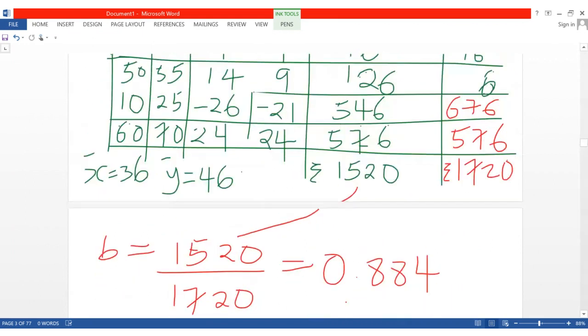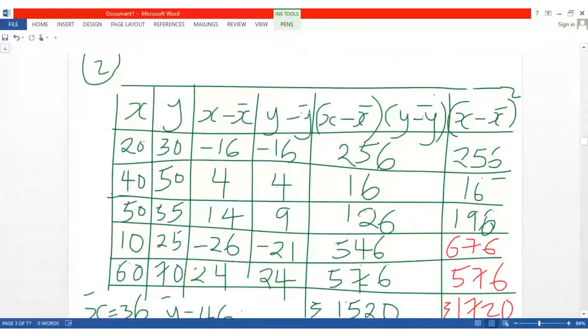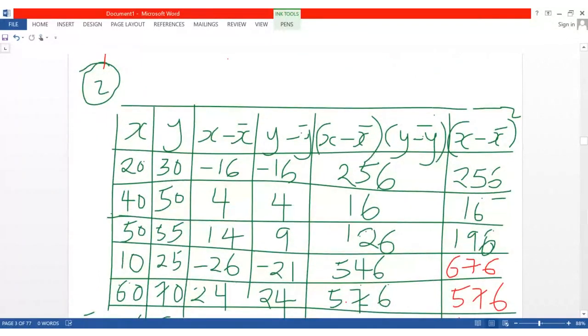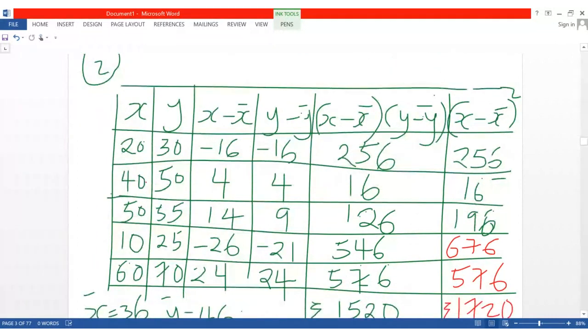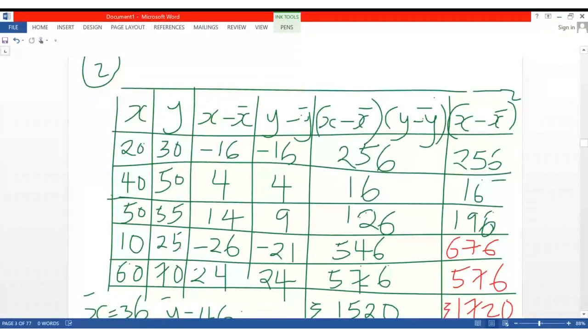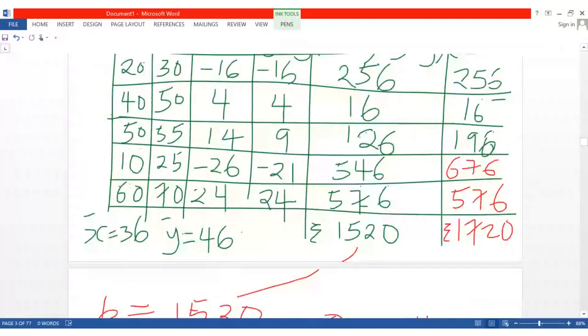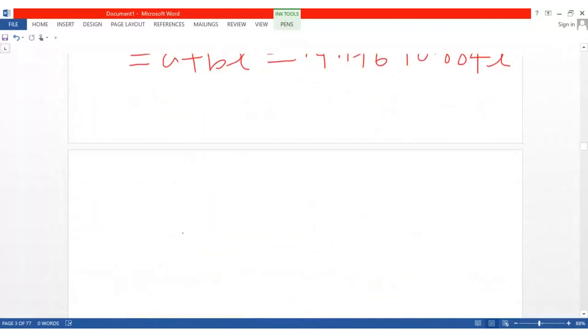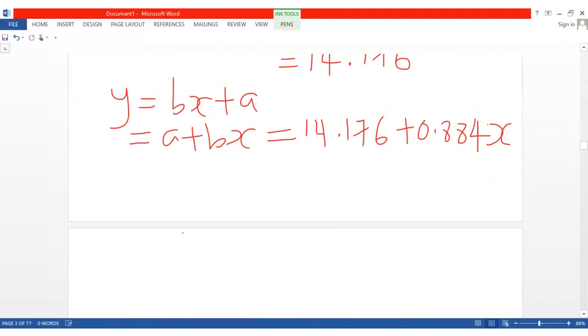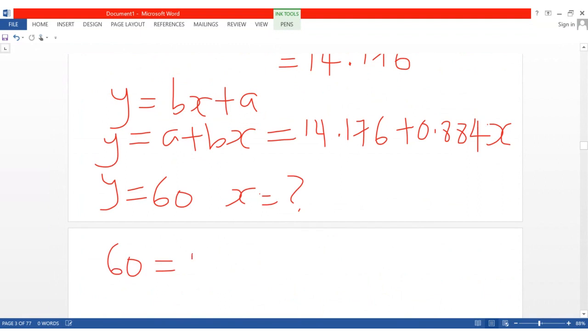If you want to predict a value, let's pick a value of Y that is not there. So we want to predict a value when maybe the student got, let's say, 60. When Y is 60, we see the corresponding value of X. So we substitute back in the equation. Where there's a Y, I replace it with 60. And then I'll have 14.176 plus 0.884x.